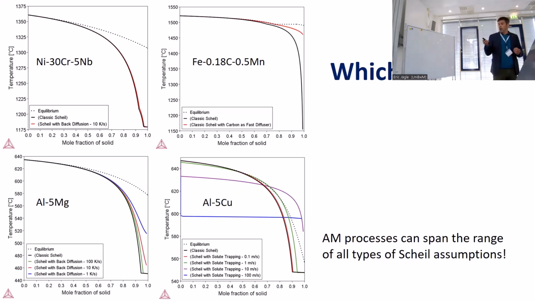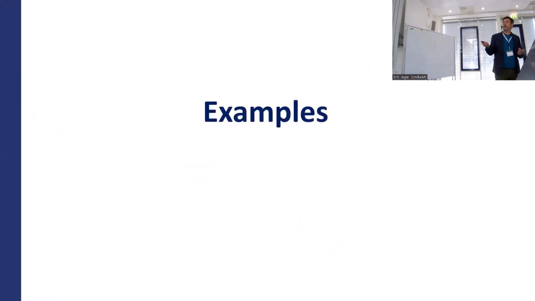Okay, good. So I should be about halfway through, and that's just a short overview of the different flavors of the Scheil equation that we have implemented. And I'll go through some examples. They're more or less randomly picked from literature, and just shine a little bit of a spotlight on them, and just to see what's going on there.